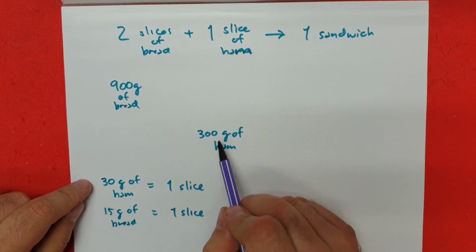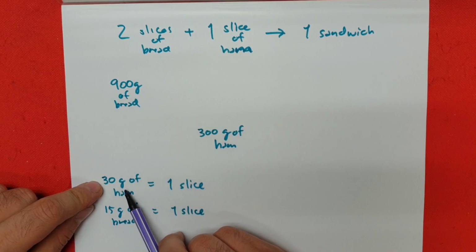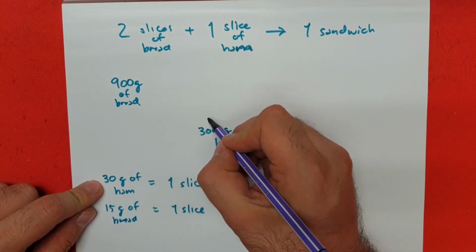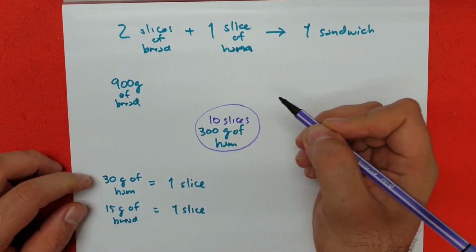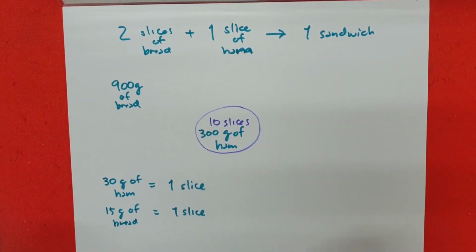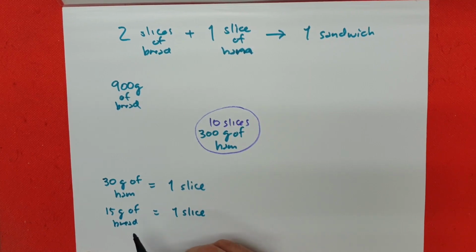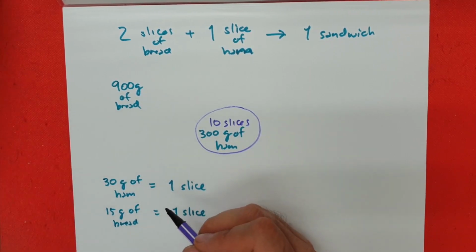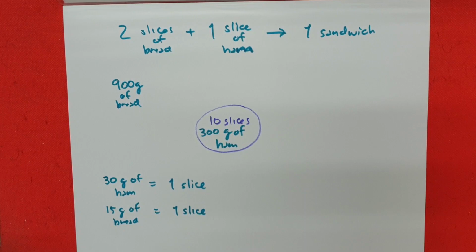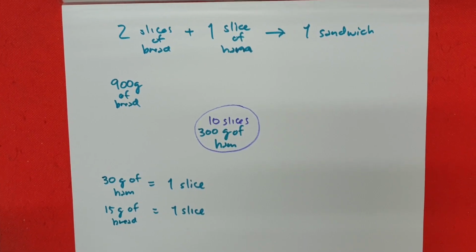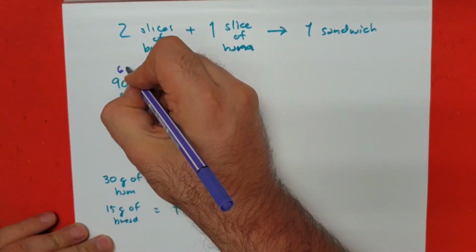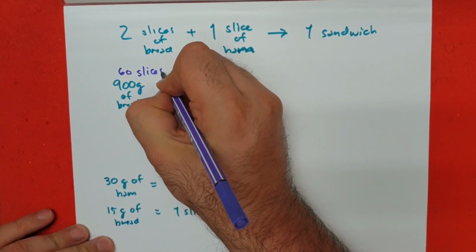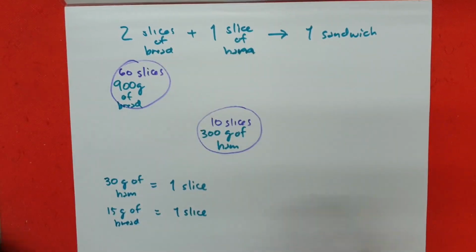So it's a very simple mathematical exercise. If we have 300 grams of ham and there's 30 grams of ham for 1 slice, this means we have 10 slices. And I'm going to circle this because this is what we have. Okay, this is what we were given. And then if 15 grams of bread equals 1 slice, 15 can go into 900. Let's see. 900 divided by 15 gives us 60 slices, which is also what we have, okay, of bread.